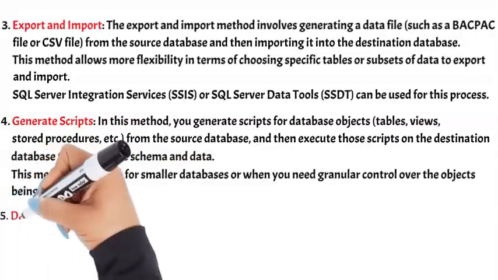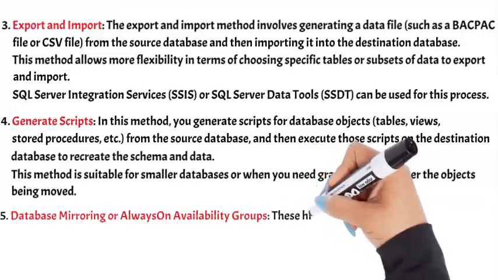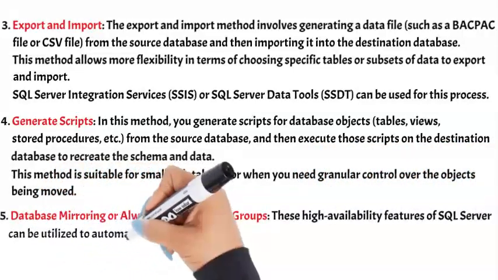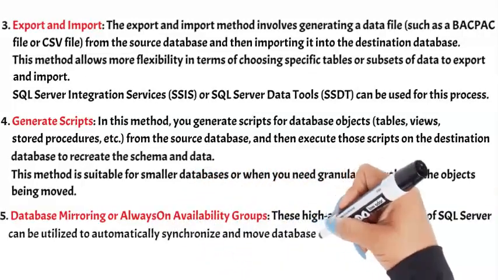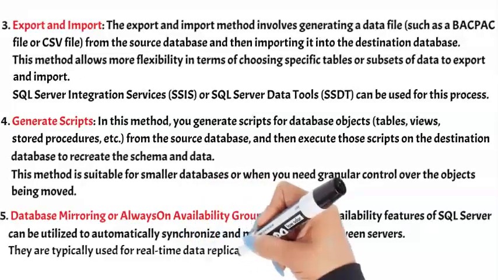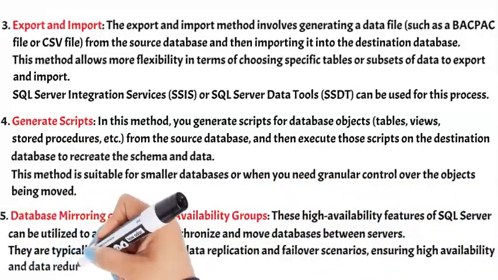5. Database mirroring or Always On availability groups. These high availability features of SQL Server can be utilized to automatically synchronize and move databases between servers. They are typically used for real-time data replication and failover scenarios, ensuring high availability and data redundancy.